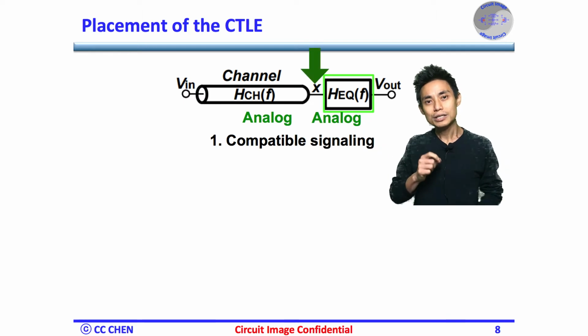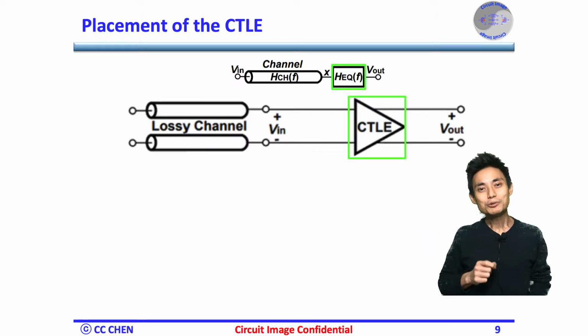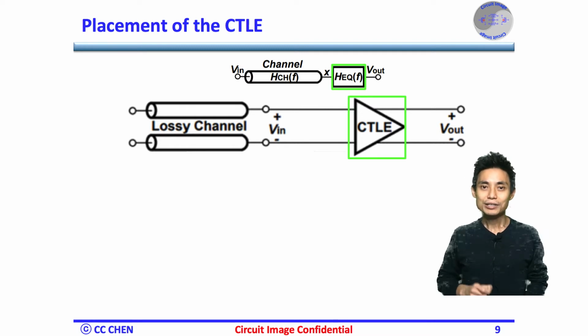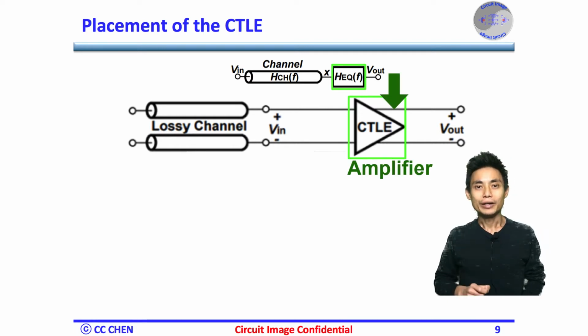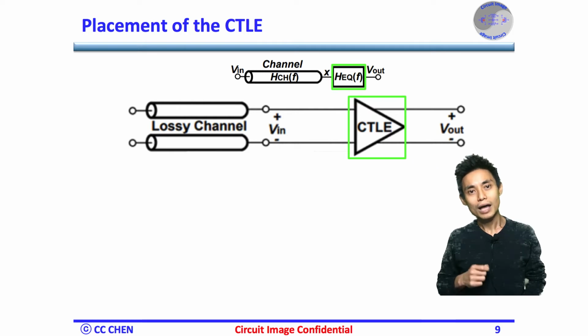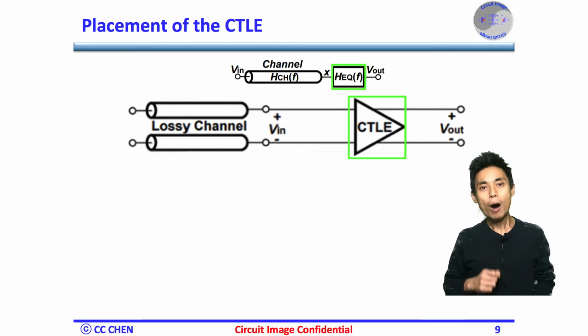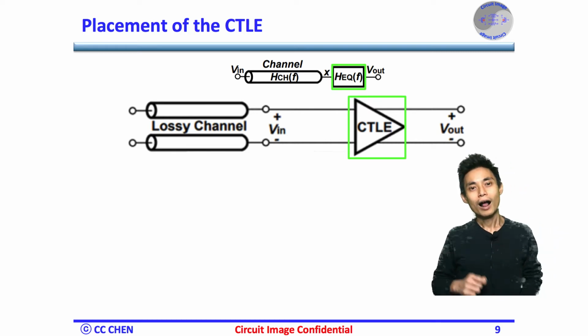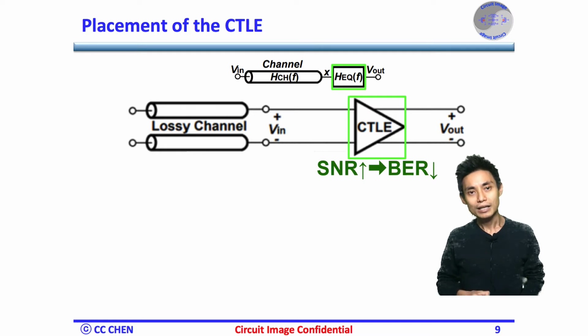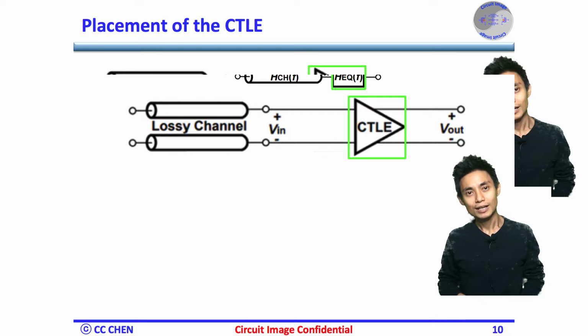First, the channel's interface is an analog signal, and the CTLE is analog in both the time and voltage domains, so the analog compatible signaling is a perfect fit. Second, as mentioned earlier in this video, the CTLE is an amplifier, whose gain can compensate for the loss at high frequency and boost the output swing right after the channel. Therefore, the CTLE increases the signal-to-noise ratio, SNR, at the receiver front end and helps drop the bit error rate dramatically.